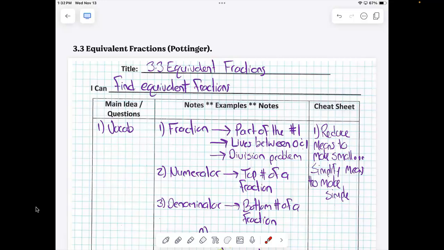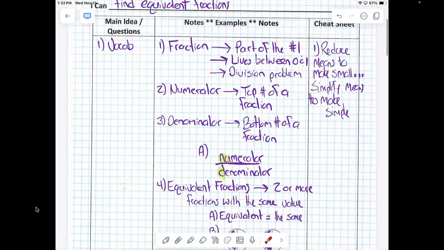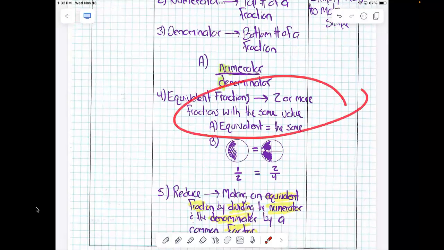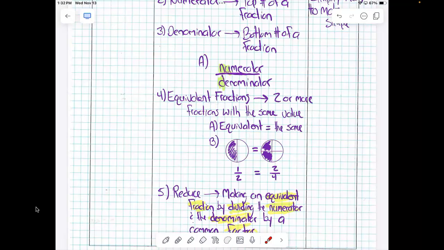3.3 equivalent fractions. Can you find equivalent fractions? Yes. A fraction lives where? Between 0 and 1. Okay, we need everybody though, right? Between 0 and 1. What is the top number of a fraction called? What's the bottom number of a fraction called? What is the name of this thing right here that splits the numerator and denominator? Fraction bar, good. Equivalent fractions would be two fractions that are the exact same, but they look a little different.